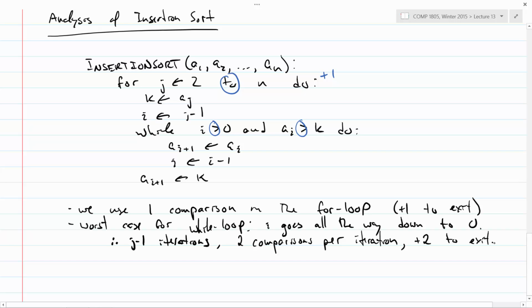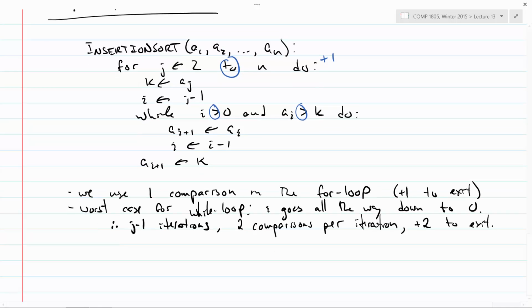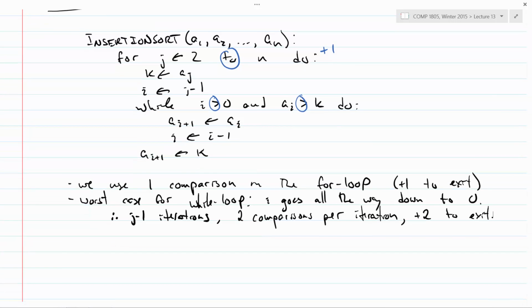All right. So what does this mean? What's the total number of comparisons that I do? Well, how many iterations of the outer for loop are there? Right, so it goes from 2 to n. So the number of comparisons done is the top thing minus the bottom thing plus 1. So n minus 2 plus 1 is n minus 1.